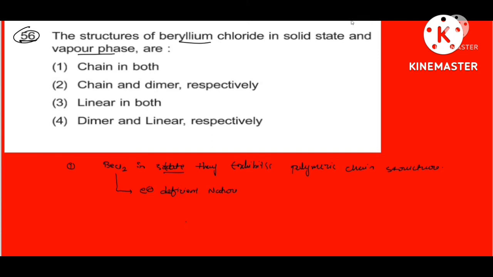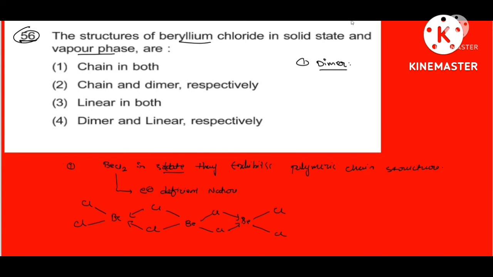Its structure is beryllium, chlorine, beryllium, chlorine, and chlorine, beryllium, chlorine, and chlorine. This is the polymeric chain structure of beryllium chloride. Now let us see the structure of beryllium chloride in vapor phase. In vapor phase, it exists as a dimer.